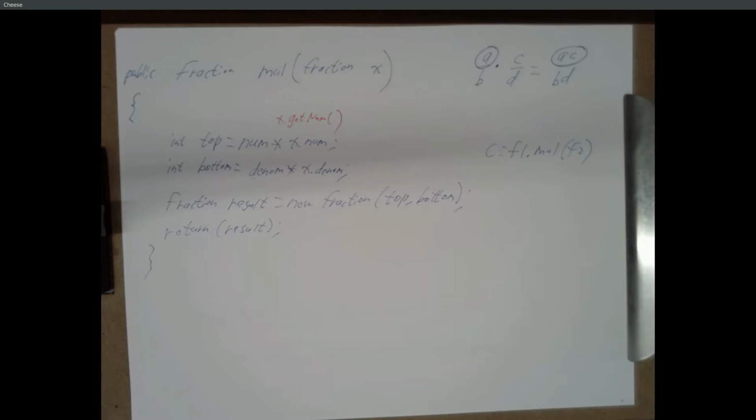Does that look reasonable? Okay, that will work, and there's a lot going on in there. And the more comfortable you are with this, the more comfortable everything else is going to feel. Now you can do this in one line if you want. You can return new fraction parentheses num times x dot num comma denom times x dot denom. And that'll work fine. But it can be nice to break it out into pieces, and then you can put in prints or whatever. But that's basically how we're going to write all of these functions.